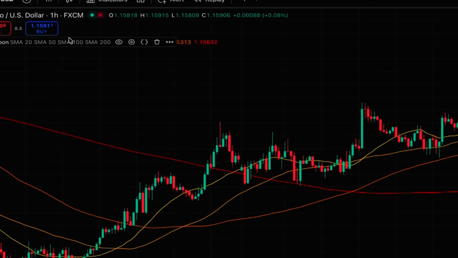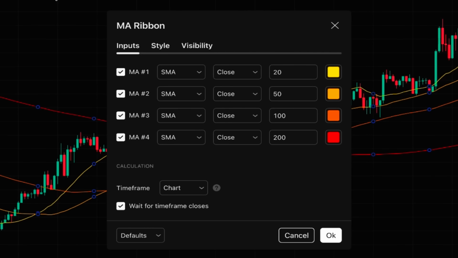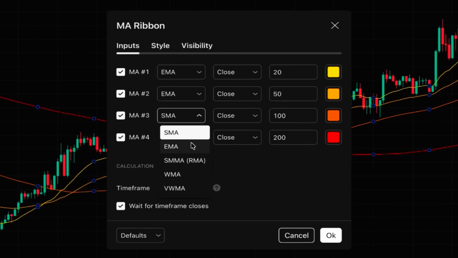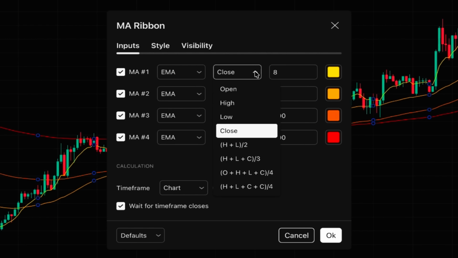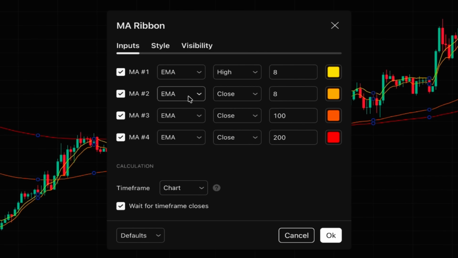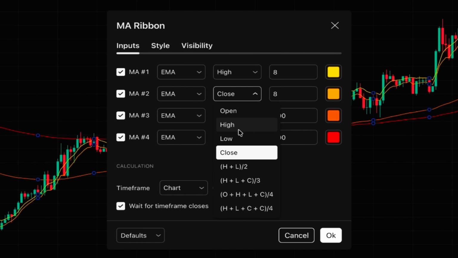So here we go to the settings of the ribbon, and because we need exponential moving averages, here we set EMA for them. Then for the first EMA we set the length at 8, and for the second EMA we also set the length at 8, and then for the first EMA, for the source of calculations, we set it at high, and for the second EMA we set it at low.